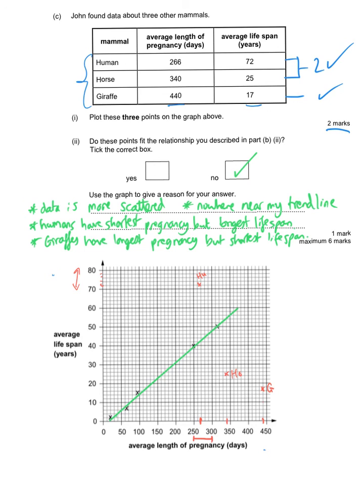They show that for these 3 particular, the human, the horse and the giraffe, it looks like the longer the length of pregnancy, the shorter the lifespan. So if we were to just plot a best fit line for those 3 points, it would look something like that. And so they're definitely contradicting each other. And you only need to say one of those things for that mark, though, just to be clear. I know I've listed a few here, but you don't need to say all of them at all.